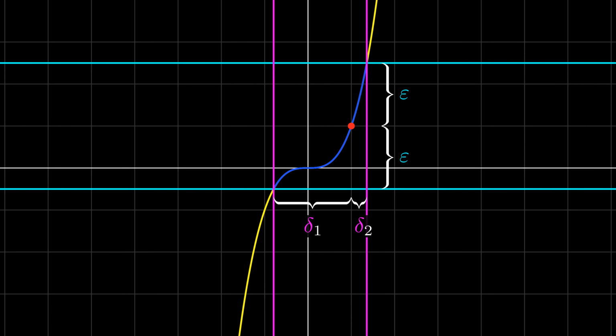But wait a minute, we don't actually need to find the entire x range that is between the two epsilon lines. We just need to find any x range.